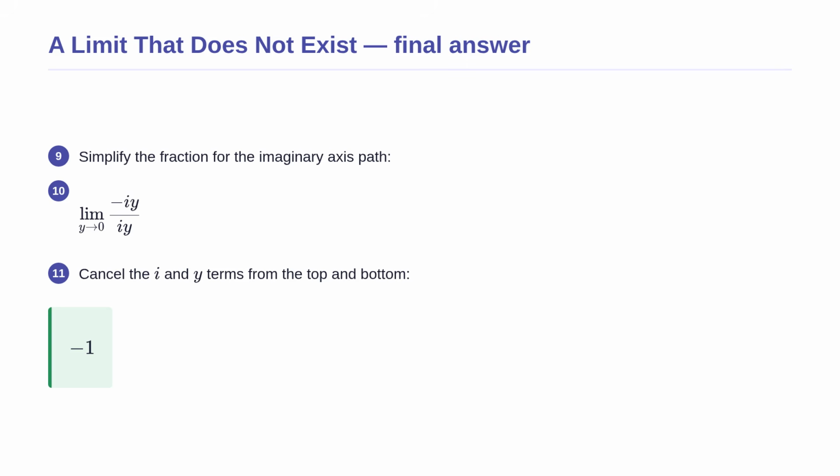Because +1 does not equal -1, the two paths disagree on the final destination. Since the destination changes depending on the path you take, this complex limit simply does not exist.